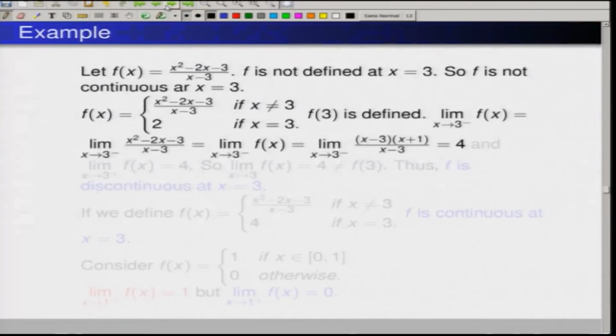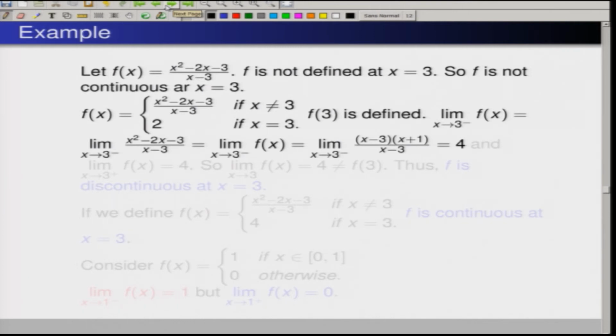If that happens, then we can say that f is continuous at 3. So, f of 3 is 2. Now let us calculate the left hand limit and the right hand limit. In order to say that the limit exists, we need to calculate the left hand limit and right hand limit.